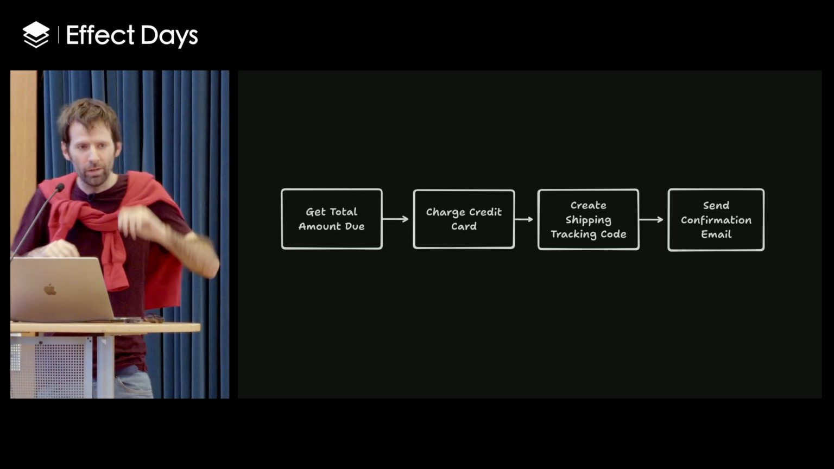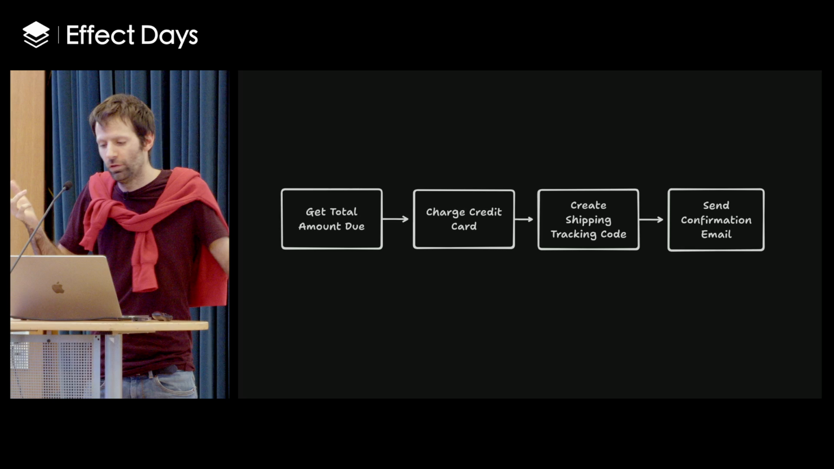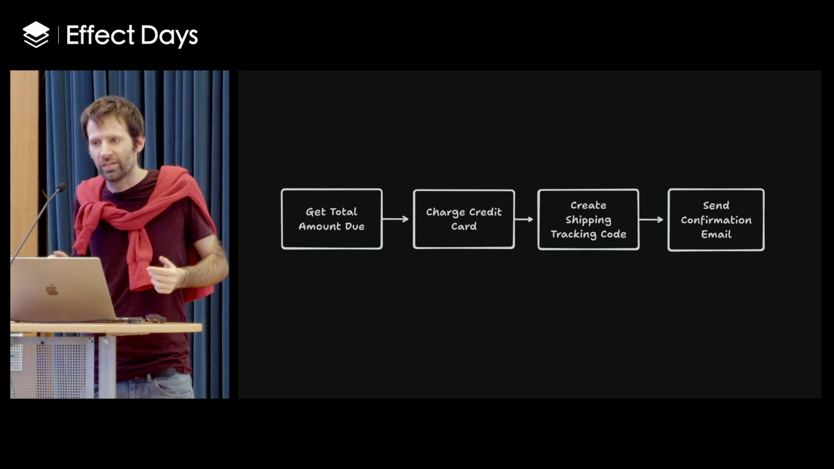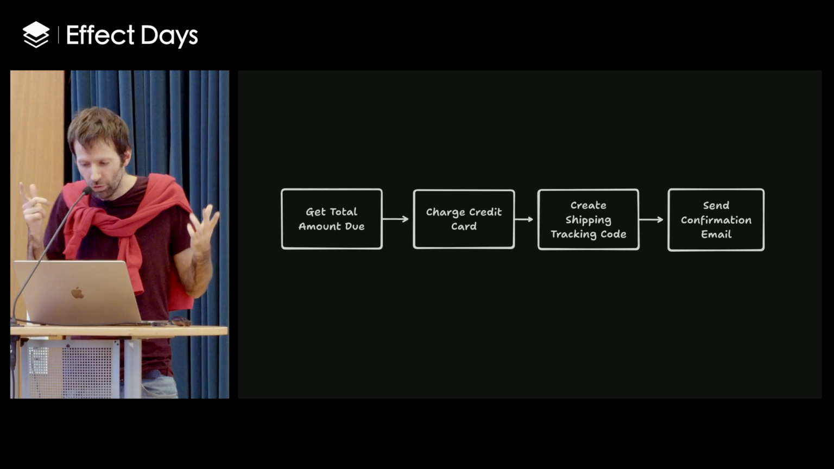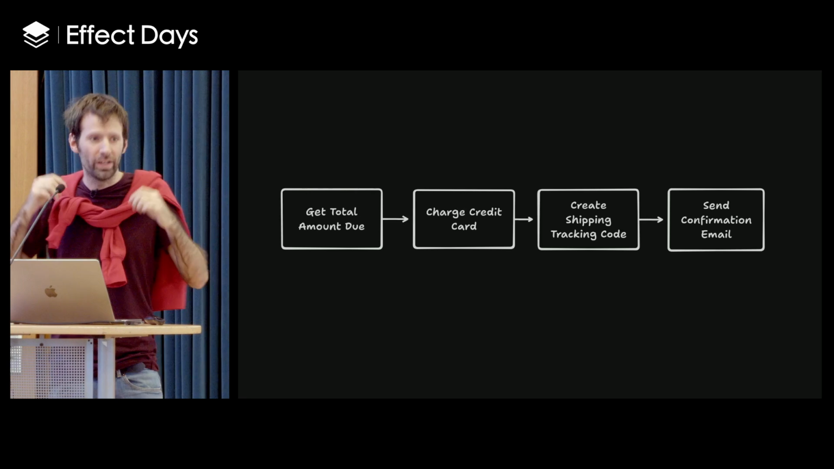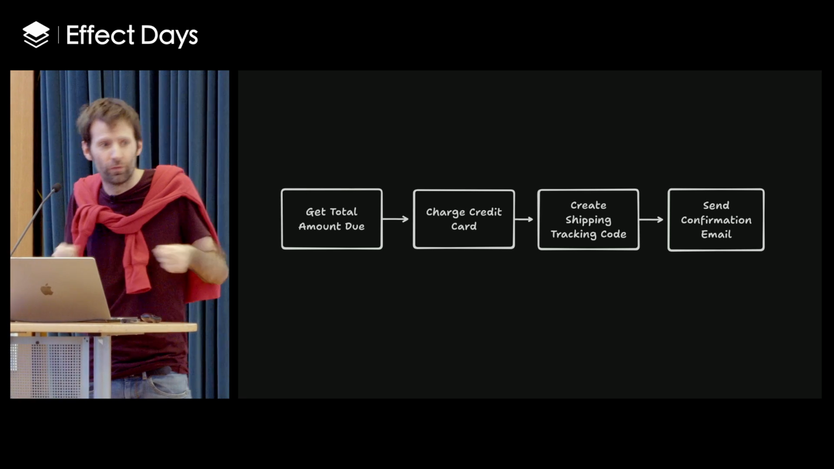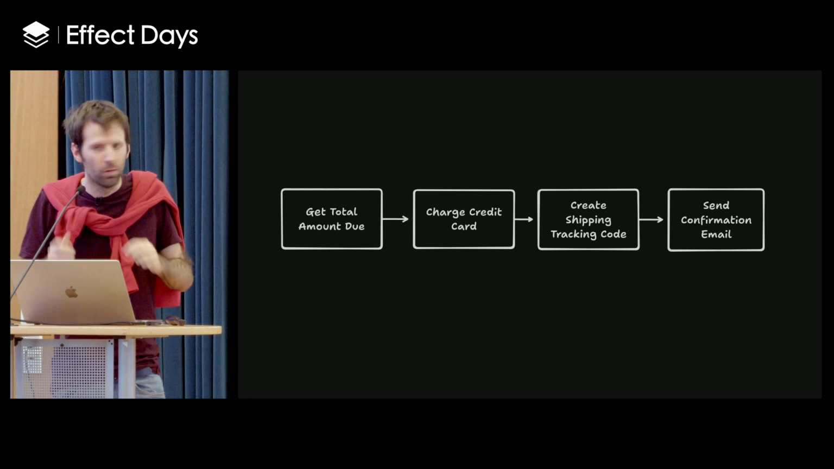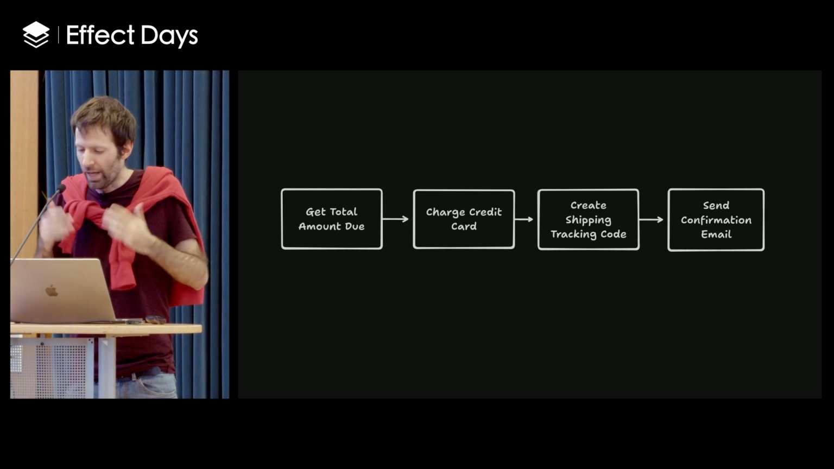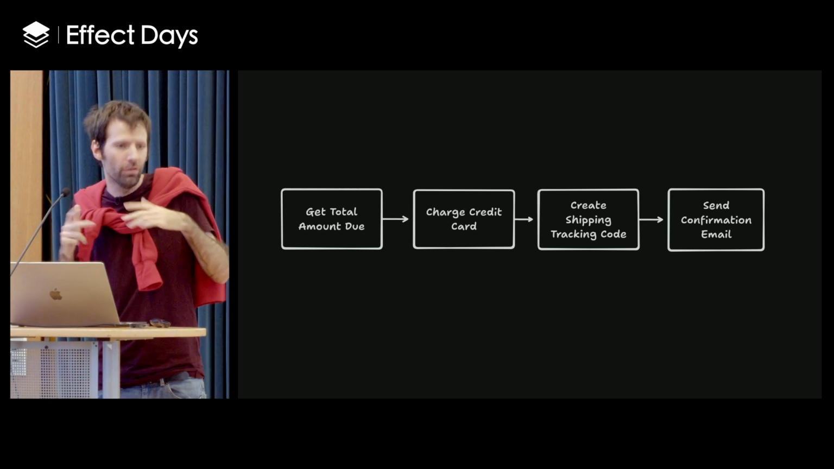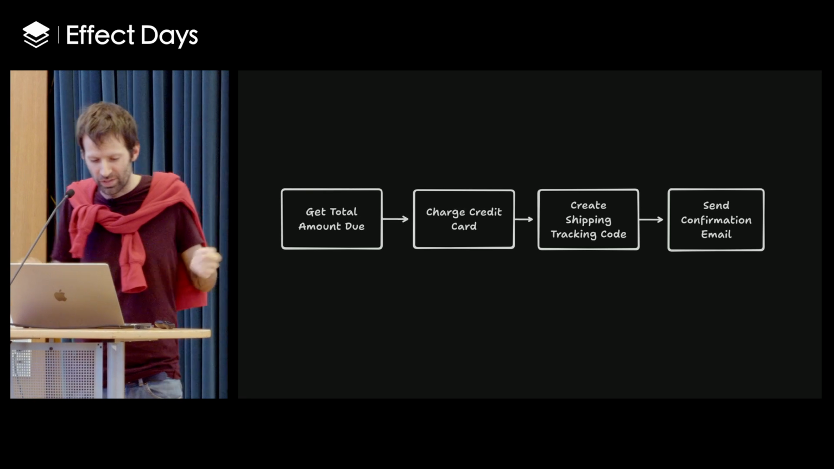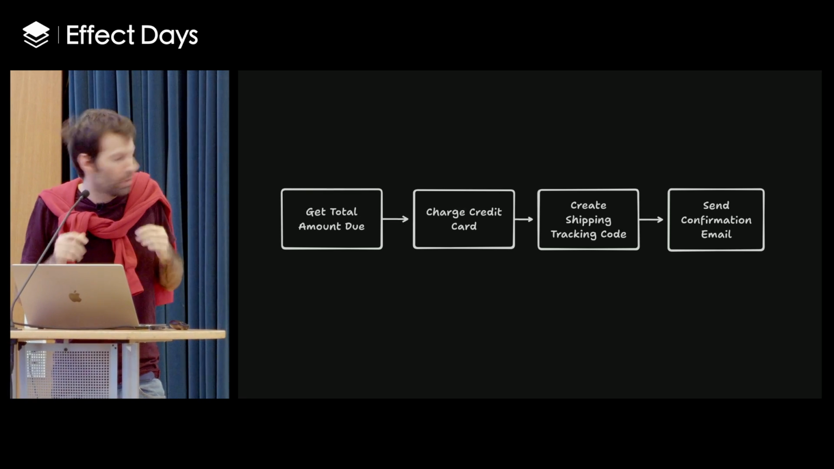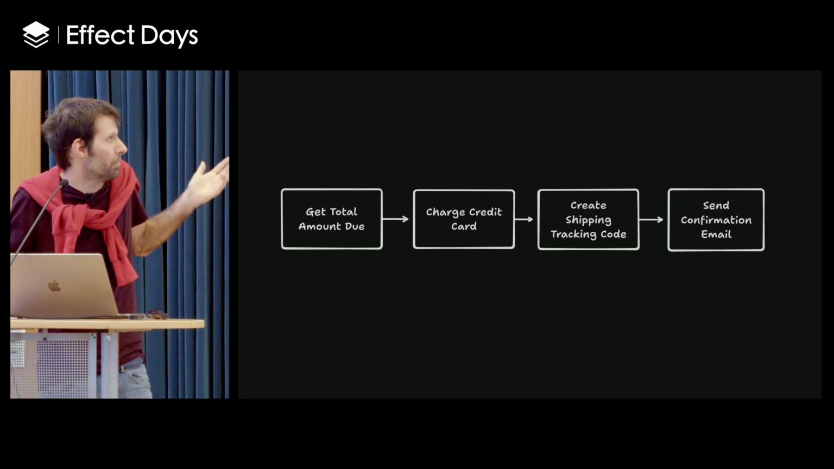We call an API and we get the total amount that is due for an order. We charge the credit card for the total amount that is due for that order. Then we create a shipping tracking code for the product we ordered, and then we send a confirmation email with the tracking ID we just created, and also with some thank you information, etc. So here it seems something really simple, right?